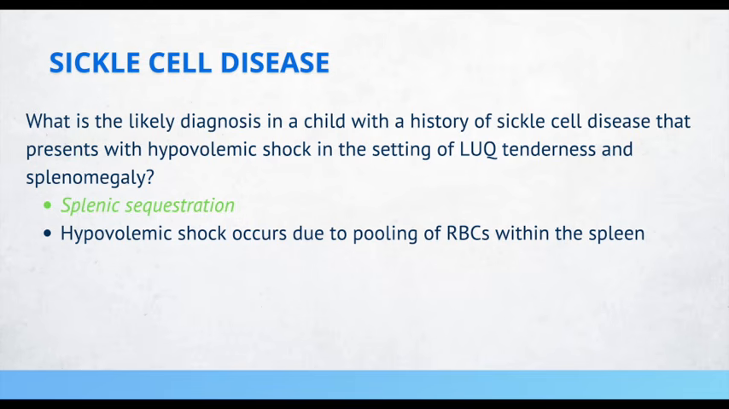What is the likely diagnosis in a child with a history of sickle cell disease that presents with hypovolemic shock in the setting of left upper quadrant tenderness and an enlarged spleen? Splenic sequestration. Hypovolemic shock occurs due to pooling of red blood cells within the spleen.